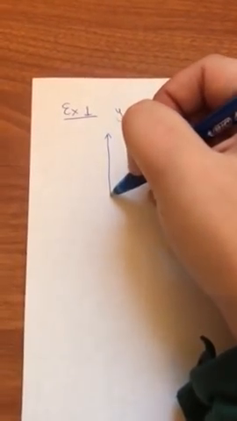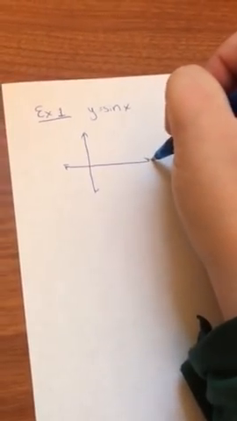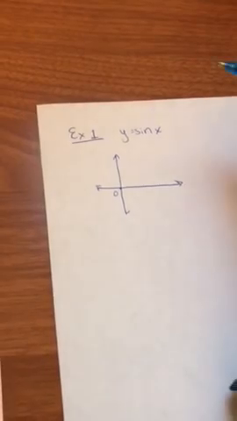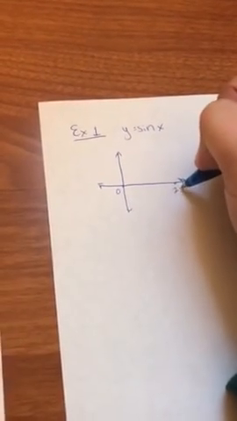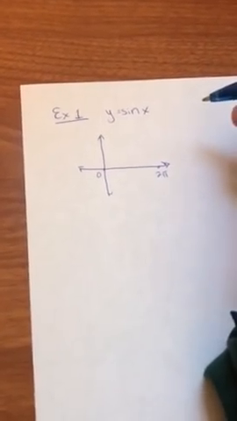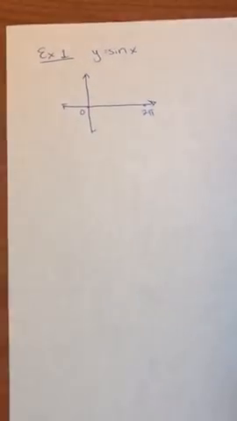For example, y equals sine of x. Suppose I wanted to graph that. The very first thing that I would do is draw my coordinate plane. And then know that our unit circle starts at 0 and stops at 2 pi. So any regular sine or cosine curve will actually start at 0 and stop at 2 pi.